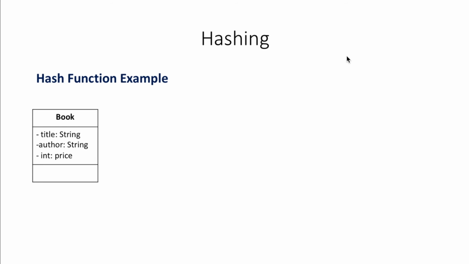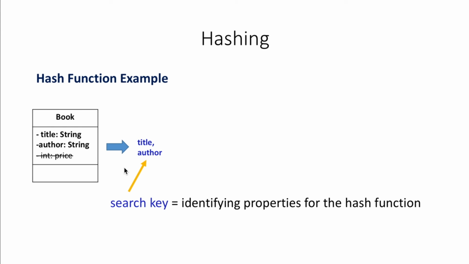Now here's an example. Let's say we have an example book, and this is our class. We don't want to use all the properties in the hashcode function. We want to use the identifying properties. So in this case, it would be title and author. The price of a book can fluctuate. It could get on sale. Maybe there's high demand. The price increases. So we don't want to use the price, but the title and the author will always stay the same for the book. So we use these two properties as input to our hash function. And the identifying properties are also referred to as search keys.